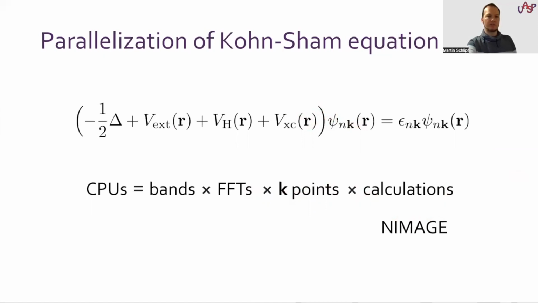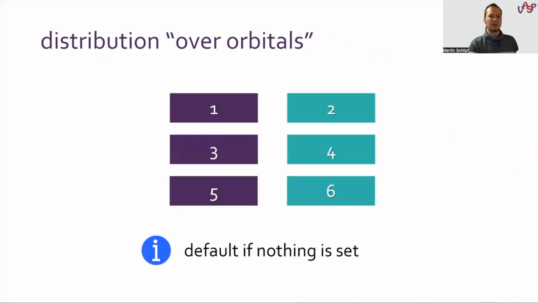So let's dive a bit deeper into these individual options. Let's look at the distribution over the orbitals, over the bands. In this case, I will assume that we have a total of 6 bands. Now the default option of VASP is to parallelize over bands. So let's say we use 2 CPUs to attack this problem. Then what will happen is that half of the bands will go on one CPU and the other half of the bands will go on the second CPU. And then they will be distributed in this particular way.